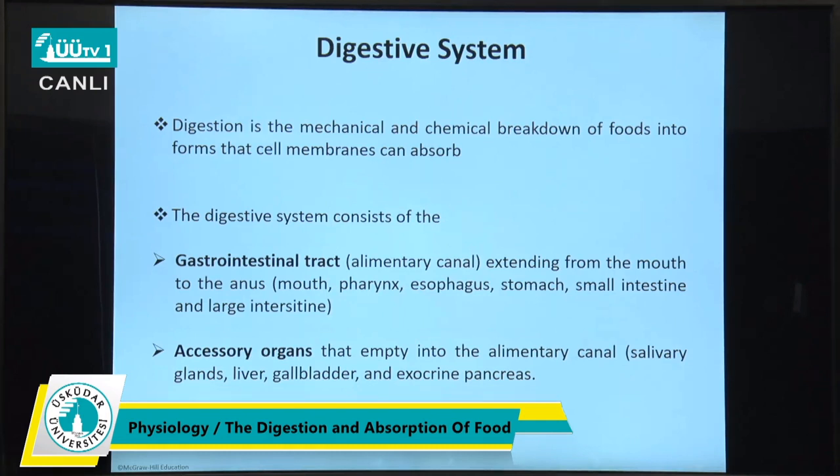And the digestive system consists of the gastrointestinal tract, which is also known as the alimentary canal, extending from the mouth to the anus, containing the mouth, pharynx, esophagus, stomach, small intestine, and large intestine. And also, in addition to the gastrointestinal tract, there are accessory organs which empty into the alimentary canal. These are the tissues and organs: salivary glands, liver, gallbladder, and exocrine pancreas.